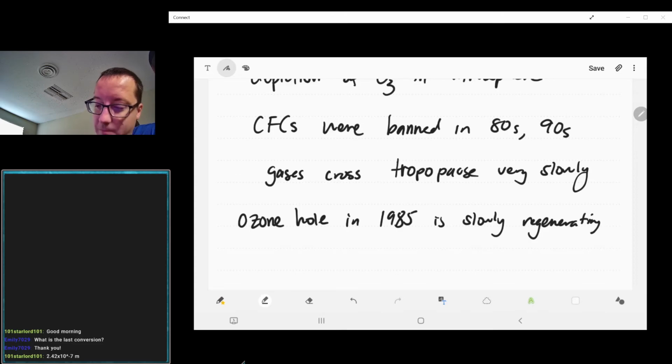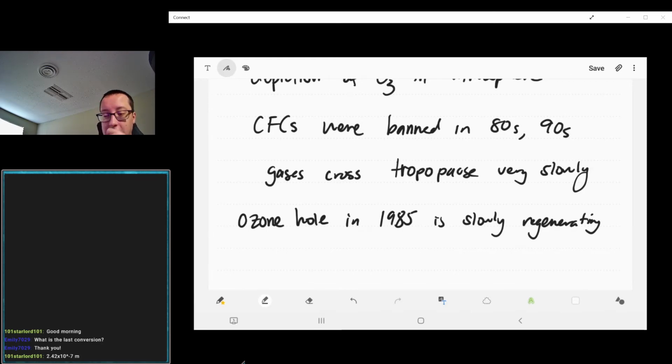So thankfully, as a result of stopping the CFCs, getting rid of that catalyst, or as best we can, since it's still going to be somewhat present there until it finally finishes reacting, it is slowly regenerating. So the hole is getting smaller. It's still there. What are we, 40 years later now? So you can see these changes happen very, very slowly. So it's important that we take action as soon as we notice something is awry. Even getting rid of these things 30, 40 years ago, we're still seeing the effects of them happen.